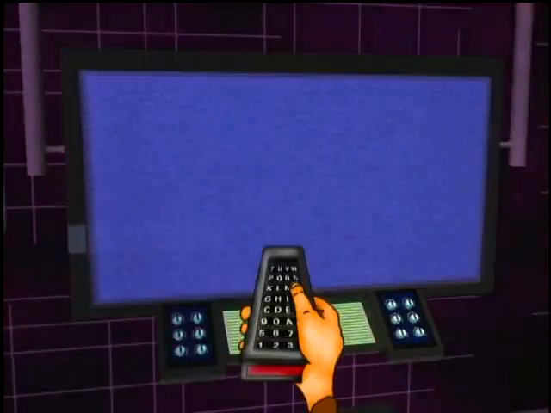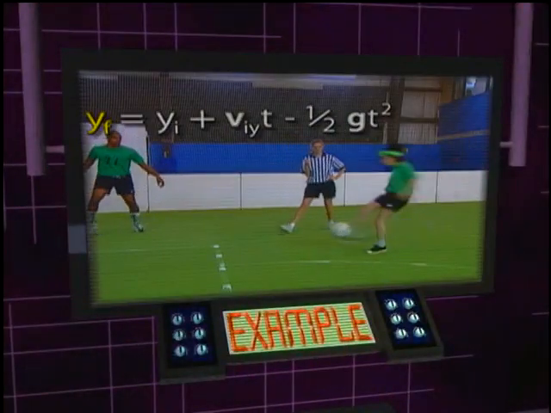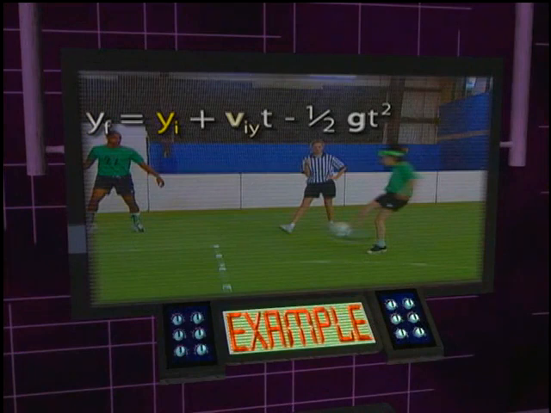Now we have all the numbers we need to figure out the displacement of the ball as it reaches the net. All we have to do is plug and chug. Our equation is y sub f equals y sub i plus v sub iy times t minus 1/2 gt squared.